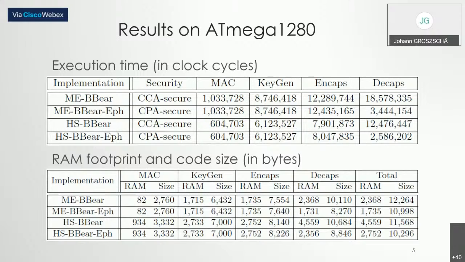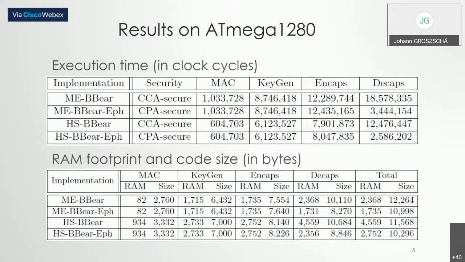So when we then again go back to the execution time for encapsulation and decapsulation, we see that the high-speed variants have an encapsulation time of around 8 million cycles, whereas the memory-efficient variants are slower. They need 12 million cycles. And when you look at the decapsulation time, what is apparent here is that the CPA secure versions are much faster than the CCA secure versions, because the CCA secure versions do a re-encapsulation of the plain text.